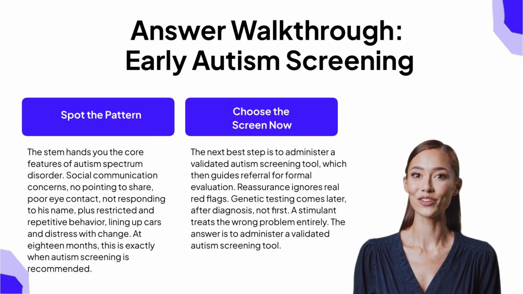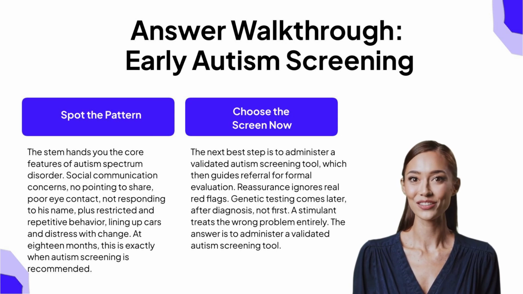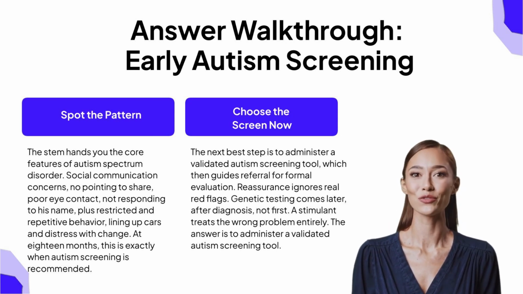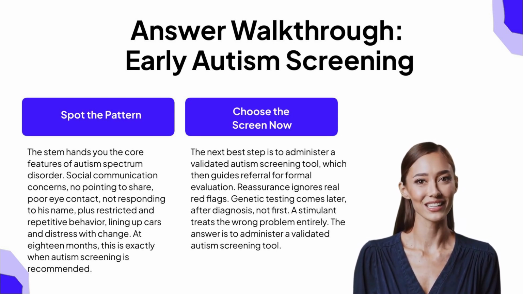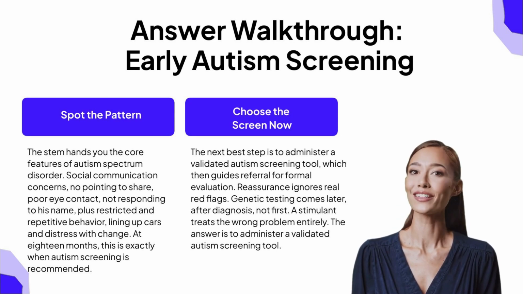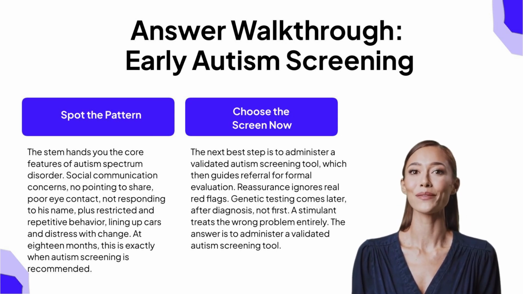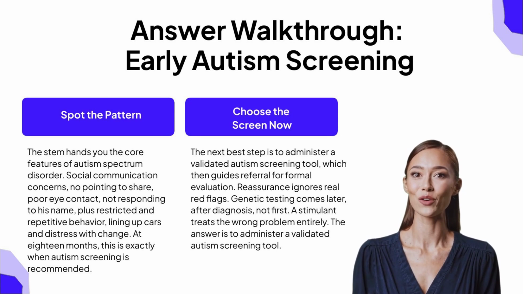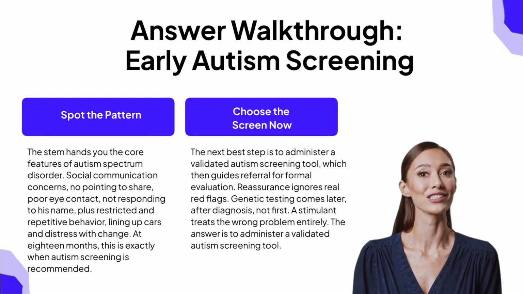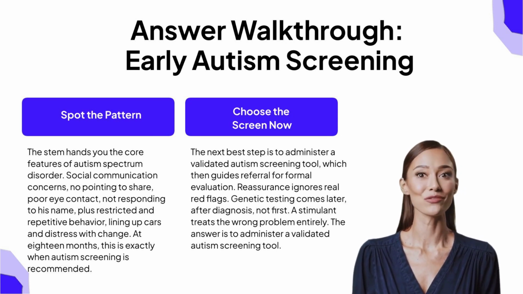Now, choose the screen. The next best step is to administer a validated autism screening tool, which then guides referral for formal evaluation. Reassuring the parents and waiting ignores real red flags. Genetic testing has a role later, after a diagnosis is made, not as the first step. A stimulant medication treats the wrong problem entirely. The correct answer is to administer a validated autism screening tool.